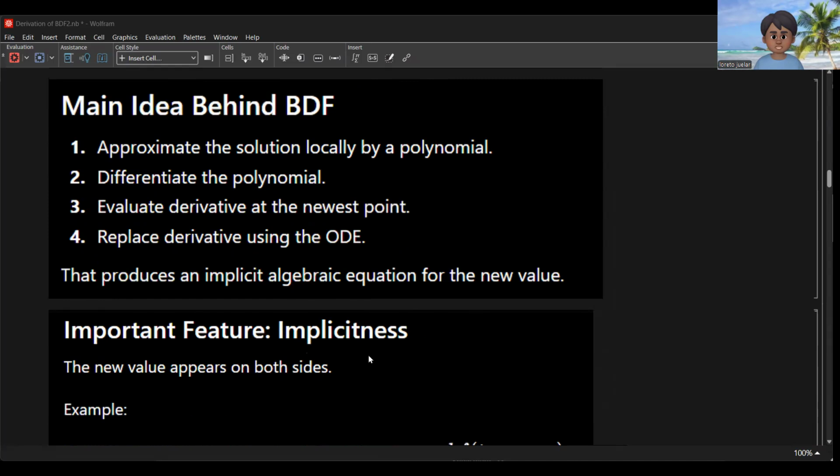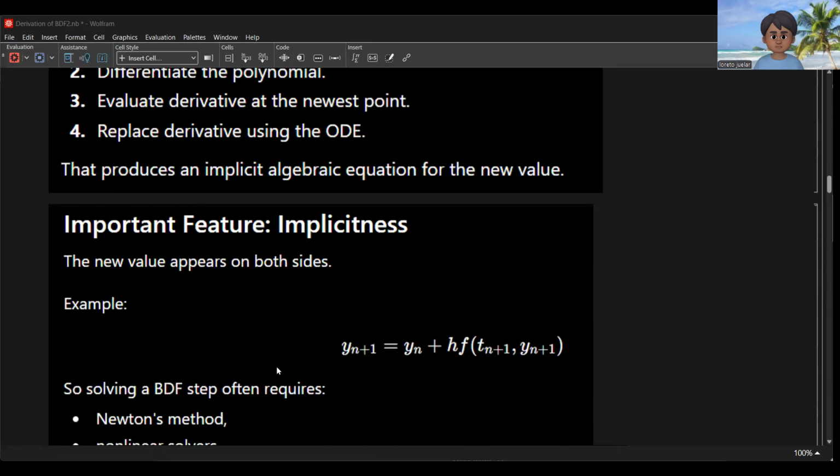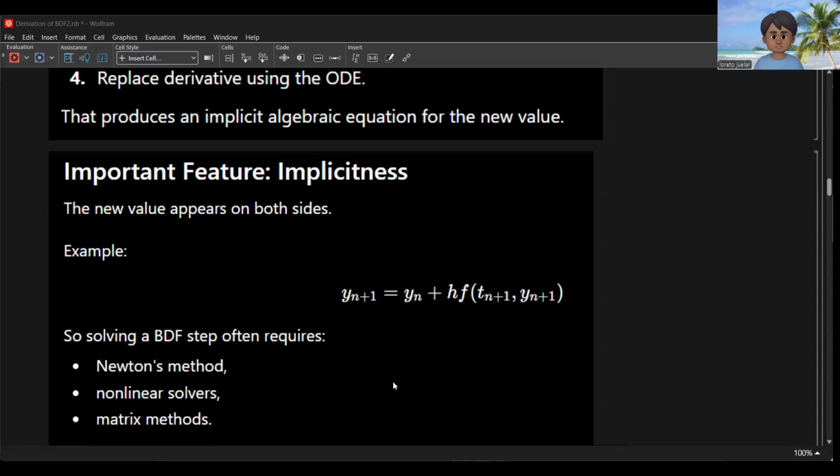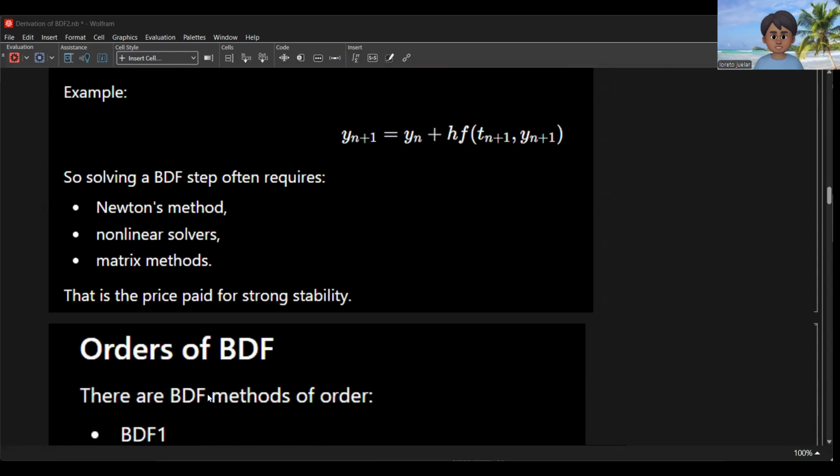We have the important feature of implicitness here, so the new value appears on both sides. So we have here y sub n plus 1 equal to y sub n plus h times f of t sub n plus 1, y sub n plus 1. Solving a BDF step often requires Newton's method, nonlinear solvers, and matrix methods. So this is the price paid for strong stability.